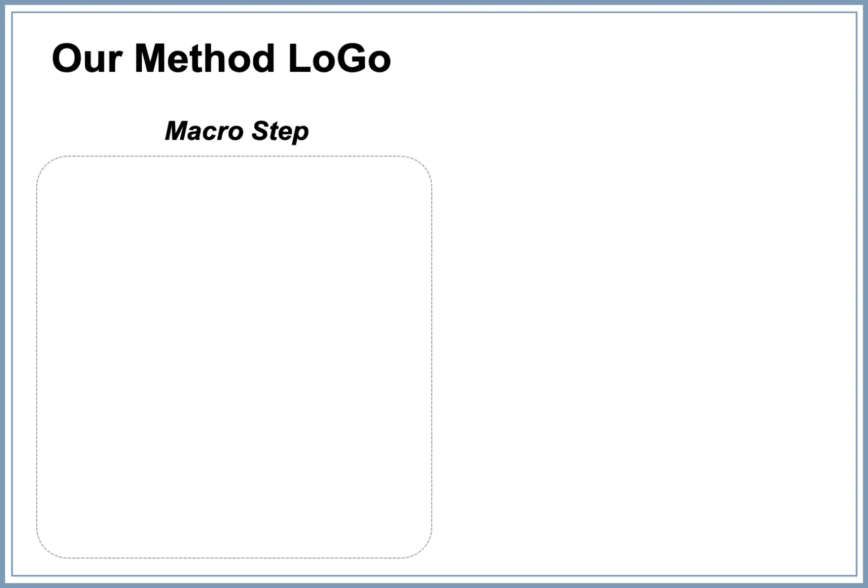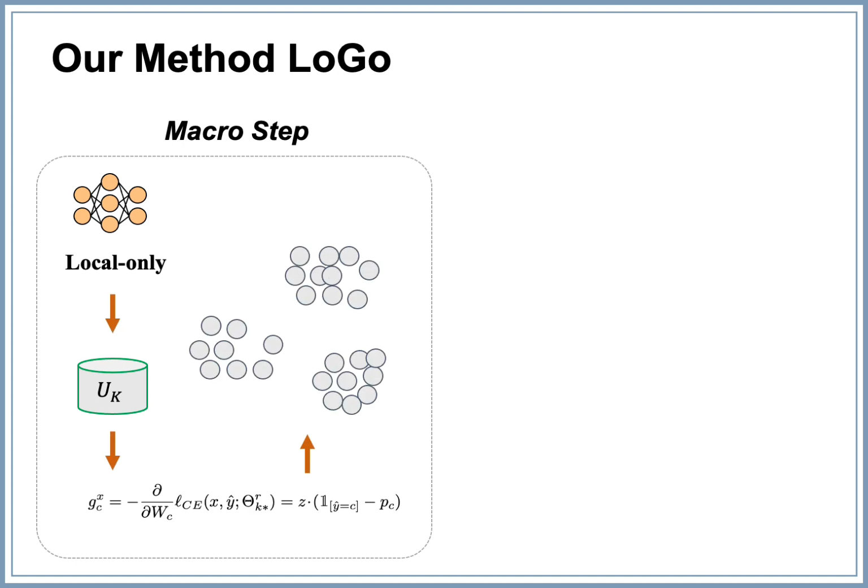The main objective of the macro step is to ensure local interclass diversity by primarily selecting informative instances using the local-only model. In the macro step, unlabeled samples are represented using gradient embedding from the local-only model, and then they are clustered through k-means clustering. The number of clusters is set equal to the number of queries required.